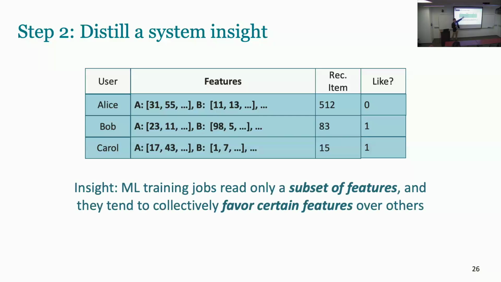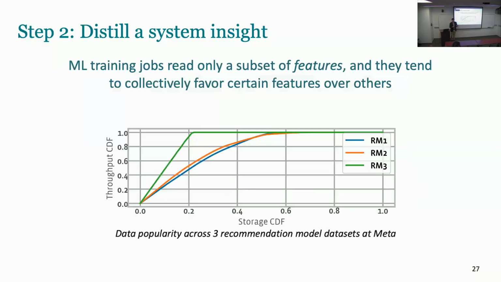They read a subset of the features available in this data set. And on top of this, they tend to collectively favor certain features over others. What this means for our system, how this impacts our system, is that if we take a look at our storage tier, we can see that over around 80% of our storage IOPS come from a minority of the bytes on disk, around 40% of the bytes on disk.